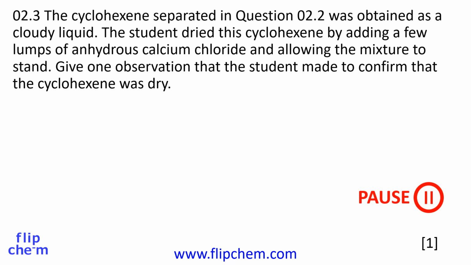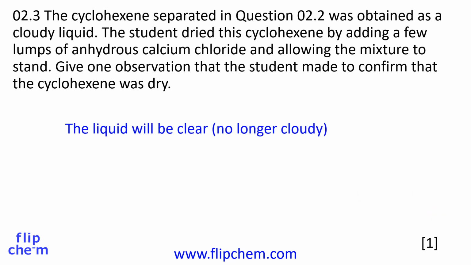Here's the next part of the question. Press play when you're ready. An organic liquid that contains water as an impurity can appear cloudy. A drying agent can be used to remove the water. Anhydrous calcium chloride is a drying agent. When the anhydrous calcium chloride is added, it is converted to hydrated calcium chloride, removing the water. When the organic liquid is dry, the liquid will be clear or no longer cloudy.